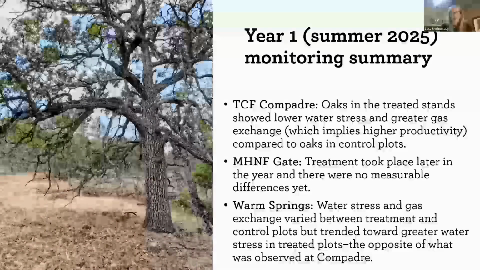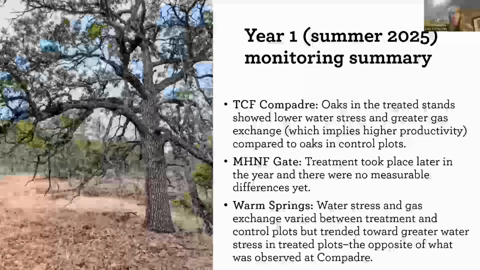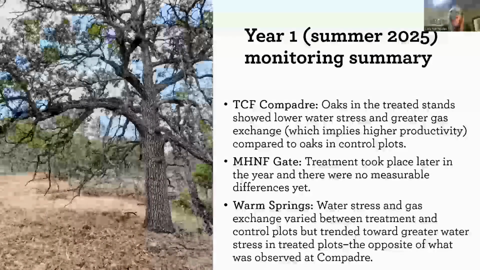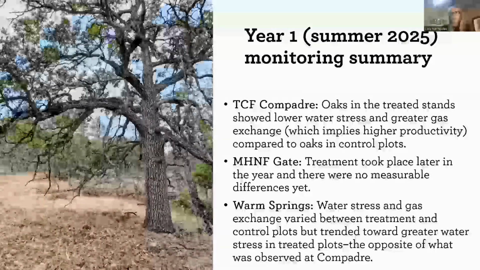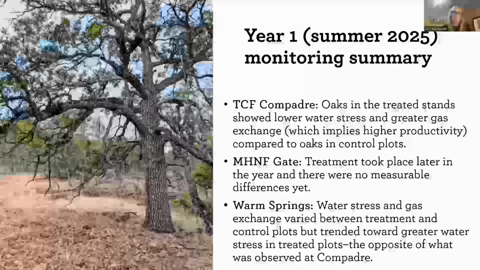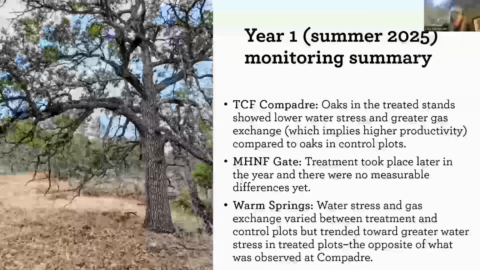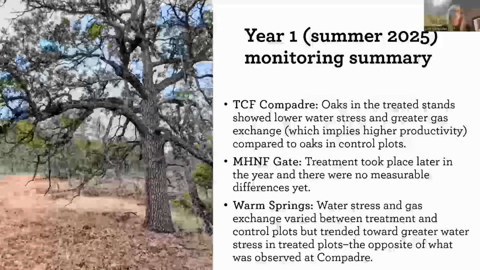it was more of a mixed bag. Some of the pairs of the treated versus control showed improved status for the oaks in response to treatment. And then some of the pairs of these plots showed that there was greater water stress and lower gas exchange in response to the treatment. And so that could just be a little bit of shock at this site following the thinning treatments. It'll be interesting to see how things shake out in post-treatment year 2 in summer 2026.